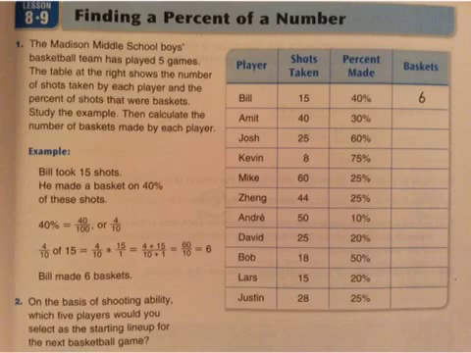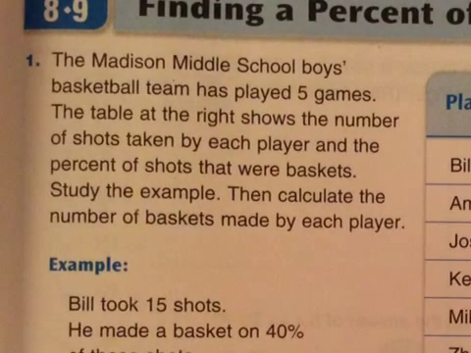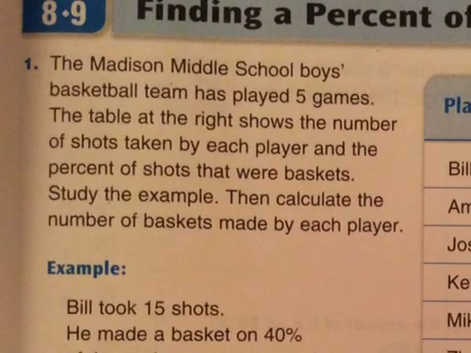So let's look up here at our story. The Madison Middle School boys basketball team has played 5 games. The table at the right shows the number of shots taken by each player and the percent of shots that were baskets. Study the example, then calculate the number of baskets made by each player.